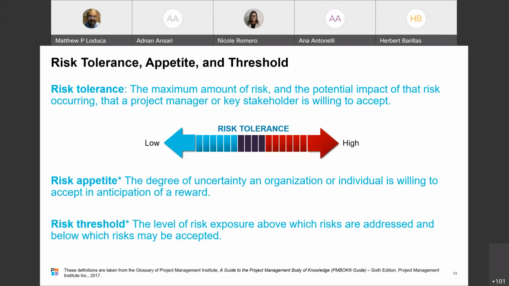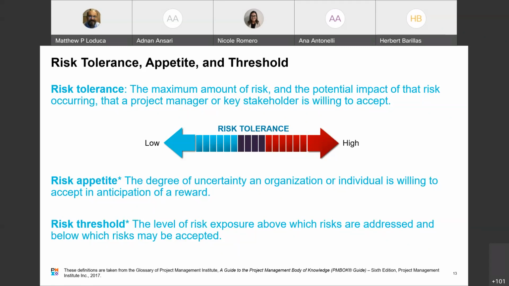Okay, so risk tolerance. We have appetite, or risk tolerance, appetite, and threshold. So the risk tolerance is sort of the appetite. Generally speaking, I use them synonymously. The risk tolerance is the maximum amount of risk and the potential impact of that risk occurring that a project manager or key stakeholder is willing to accept. That's their appetite for risk.